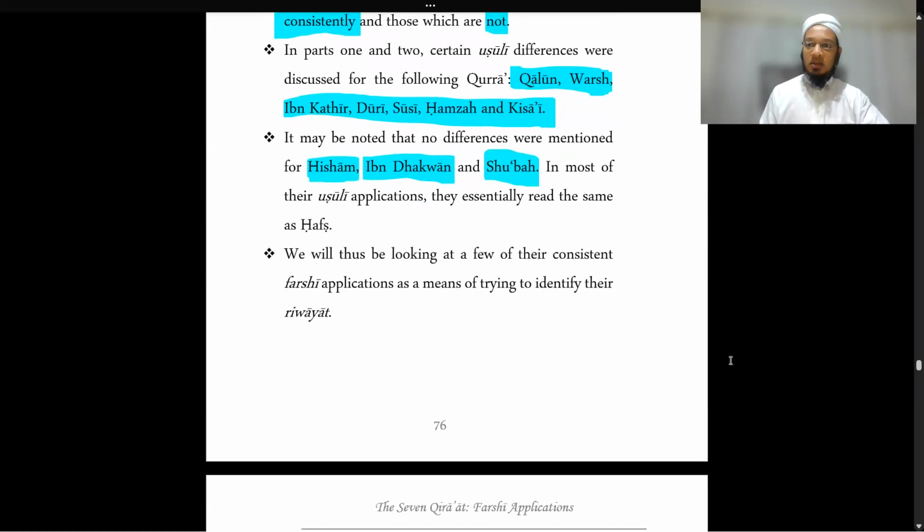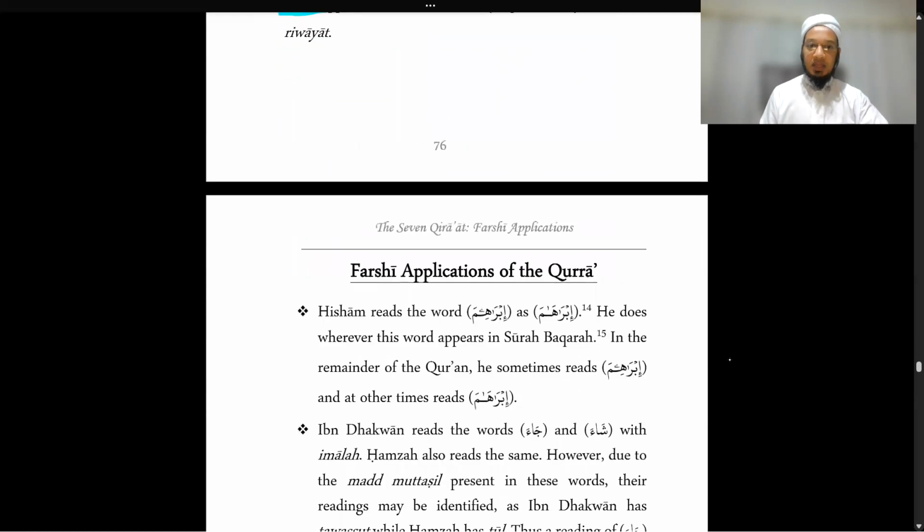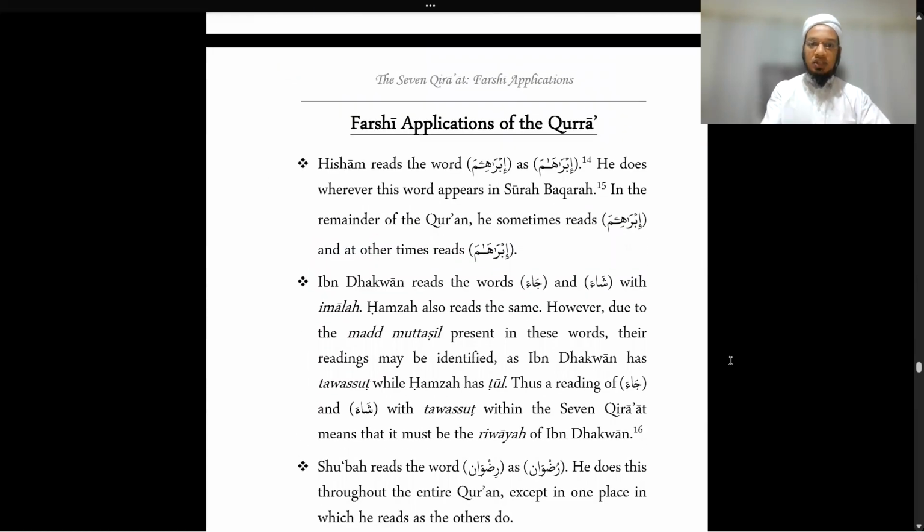They will have the same length of the mad, they will not have sila, they will not have sakt, and all of those other changes that we have. So therefore, we're going to be looking at some of the Farshi applications as a means of trying to identify the particular riwayat. So the first one we're looking at is Hisham.